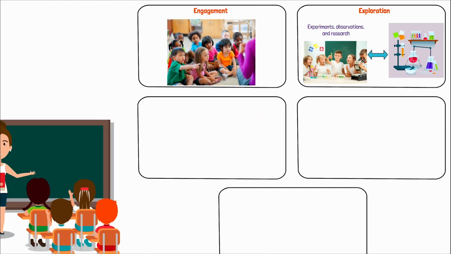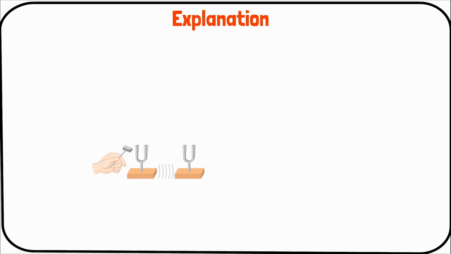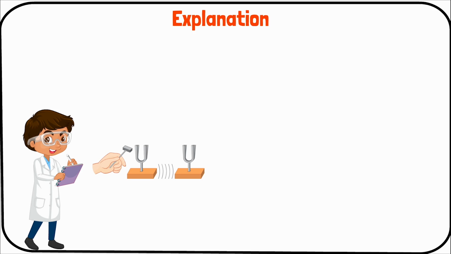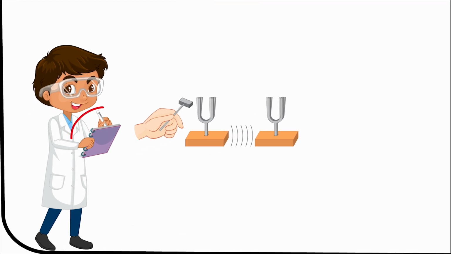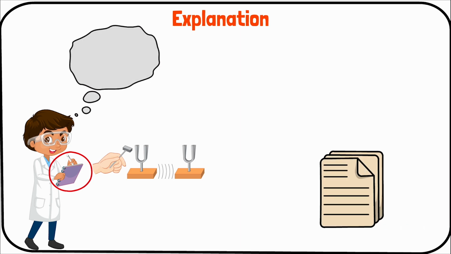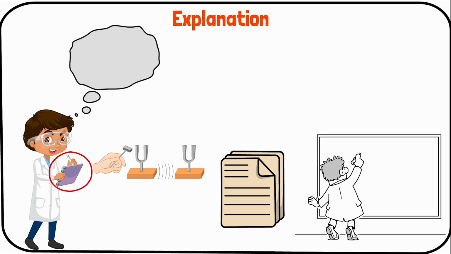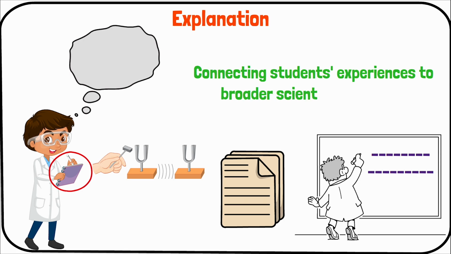Following exploration is the explanation phase, where students analyze the evidence they have gathered and develop explanations for their findings. This phase is crucial as it helps students to articulate their understanding and solidify their knowledge by explaining concepts in their own words. Teachers play a significant role here by providing formal definitions and connecting students' experiences to broader scientific principles.